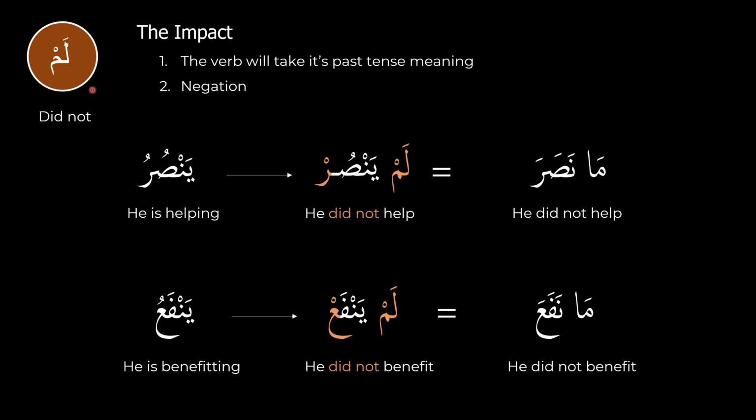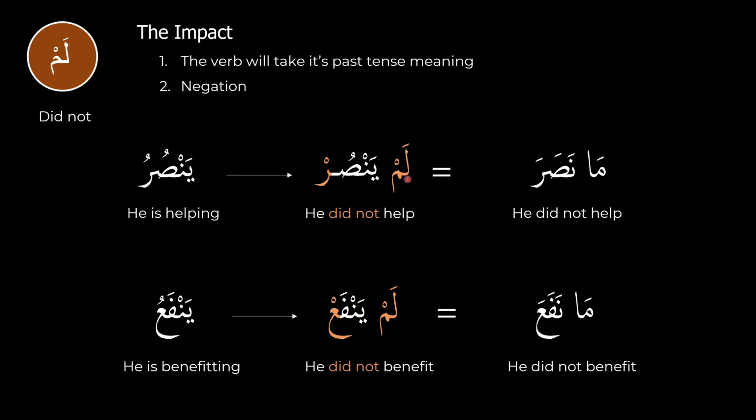So here we have lam, and the impact that it has is that it's going to take its past tense meaning and it's going to negate it. So for example, here we have yansuru, right, which means he is helping. Now if we put a lam, it becomes lam yansur. Again, remember, the lam is causing the verb to go into jazm.